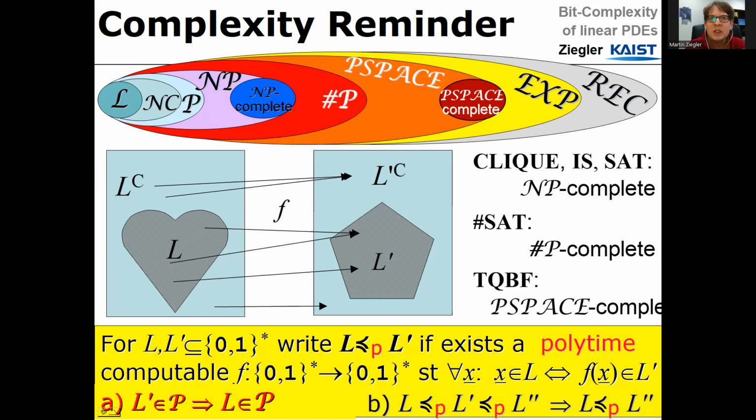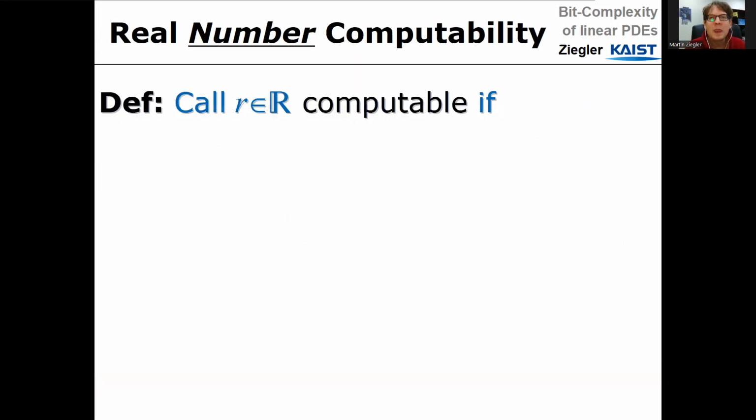So after having convinced you that the classical theory does not apply, let us now move on to how this complexity theory can be extended or generalized, adapted, adjusted for the setting of real numbers, of real sequences, real functions, and real operators, because we want to talk about solution operators to differential equations. That's where we're heading for. Okay, so real number computability.